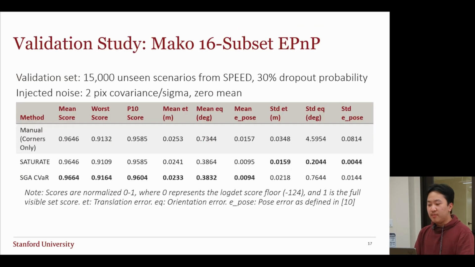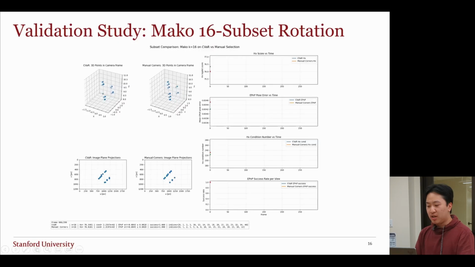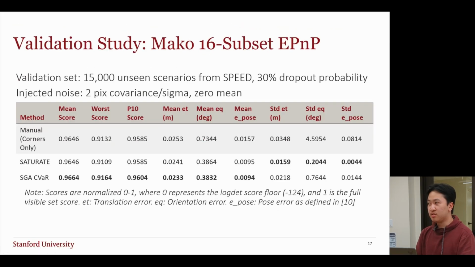So this animation was done without any dropouts, but to evaluate these subsets over any potential dropout scenario, I made a validation set of scenarios, which are 15,000 unseen scenarios, also from SPEED. This time it is slightly out of distribution as well, because I increased the dropout probability to 30%.